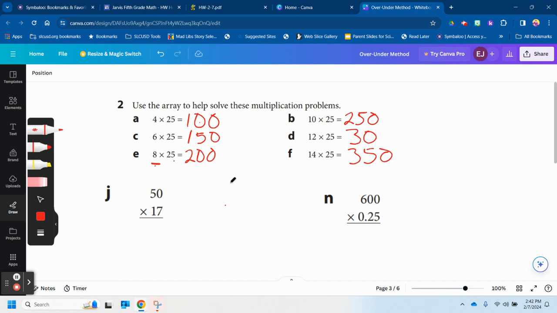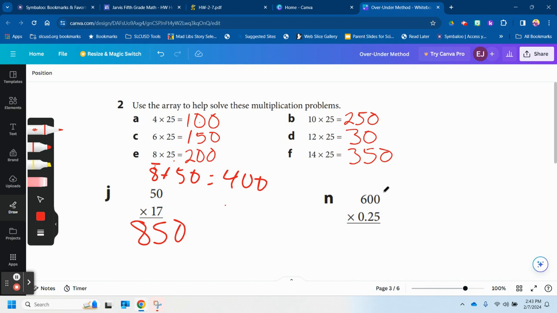So 8 times, if I double this, is a 50. 8 times 50 is 400. So let me just write that out. 8 times 50 is 400. So 16 times 50 would be 800. But this is 17, so I need one more group of 50. So my answer is 850. I hope I didn't confuse you with the erasing. That's my thinking here.